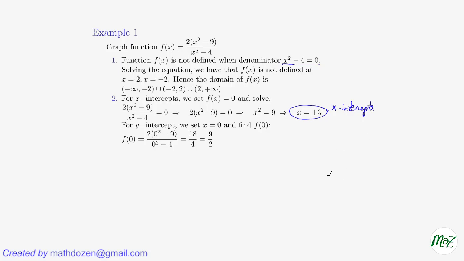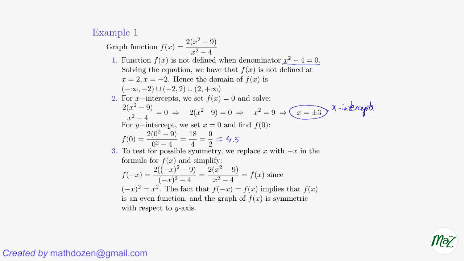Likewise, finding the y-intercept is much easier. We set x equals 0 into the function and find the value. So put x equals 0 into the formula and you'll get 18 divided by 4, which is 9/2, or in decimals that would be 4.5.